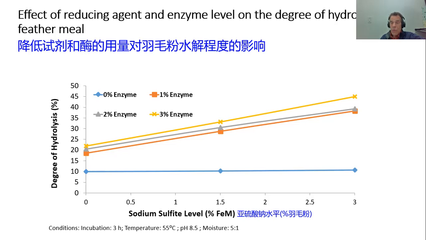And the amount of sodium sulfite that was required was the molar equivalent to the amount of cysteine that we wanted to free up. So we had to use up to basically 2.5 to 3% sodium sulfite in order to destabilize the 2 or 3% cysteine in the disulfide bonds in the feed ingredient.